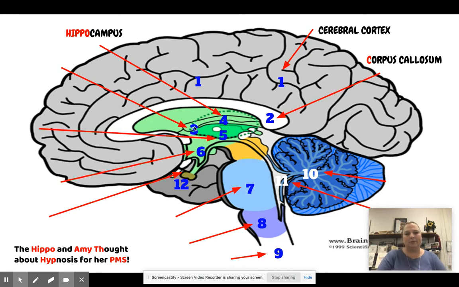Then number 3 is right out here in the front portion of that area, and that's called our amygdala. Our amygdala is what controls our emotions and our aggression. So think about emotions when you think of amygdala, and highlight Amy in the word amygdala.